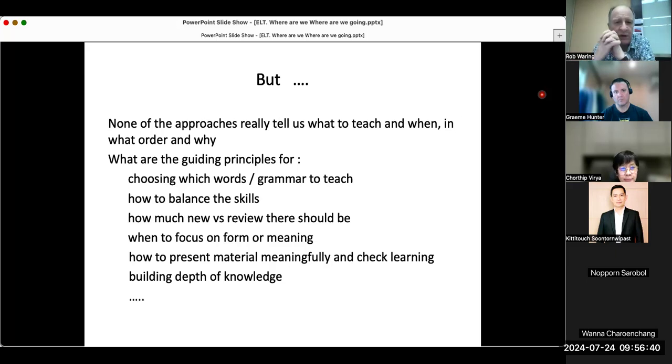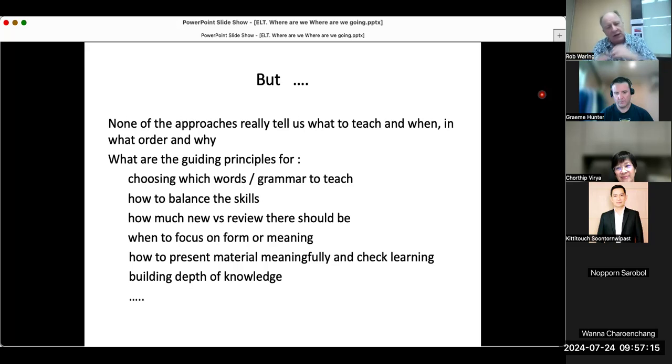But all of the above that I've just been talking about doesn't really tell us what to teach and when, in what order and why. It says, oh, take this approach and do this and do the other, but it doesn't really tell us things like how we choose which words to teach, how do we choose which grammar to teach, how do we balance the skills, how much new information should we give versus how much should we be doing reviewing, when do we focus on form or when do we focus on meaning, how do we present meaningfully and check the learning, and how do we build depth of knowledge.